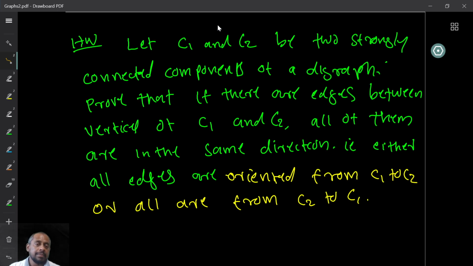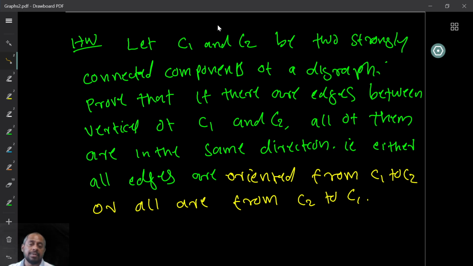So now here is the property that I want you to prove. Let C1 and C2 be two strongly connected components of a diagram. Now suppose there is some edge between C1 and C2. Then all the edges between C1 and C2 are going to be in the same direction.